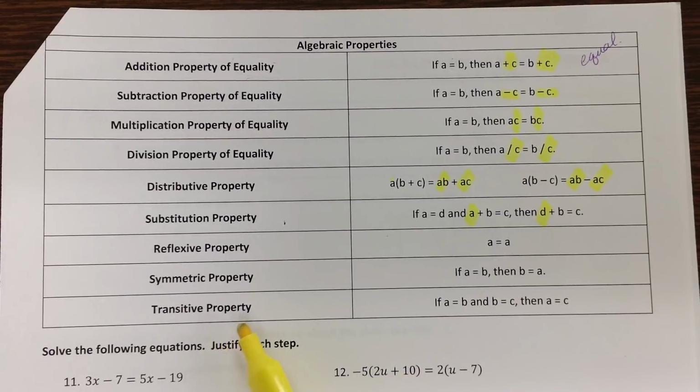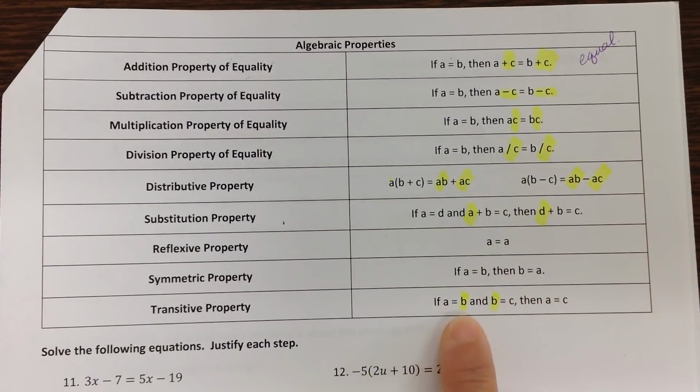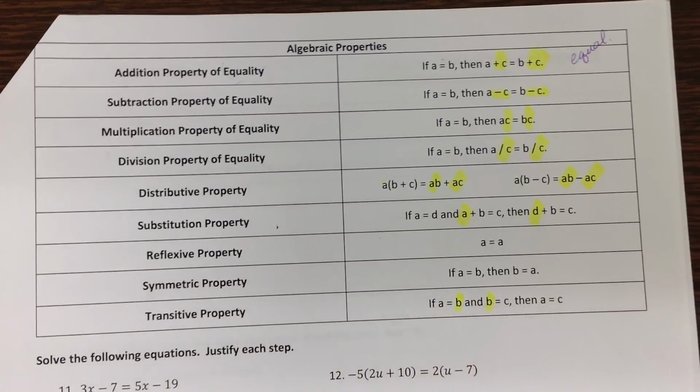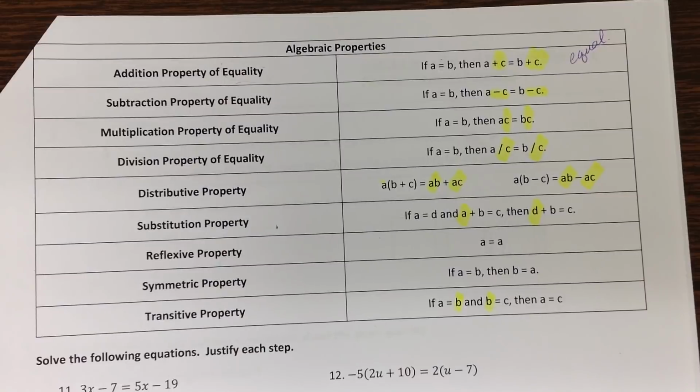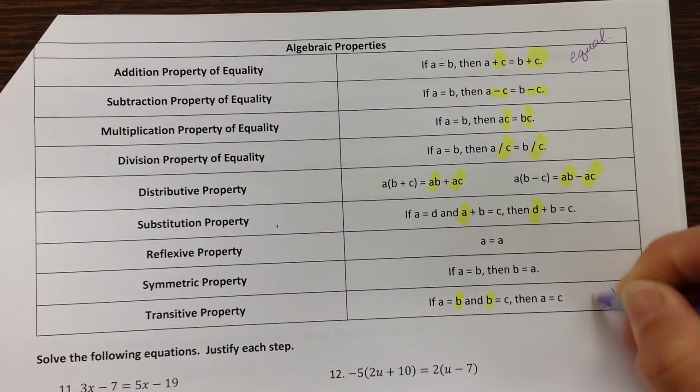The transitive property says if A is equal to B, and B is equal to C, then A is equal to C. So you're transferring that information through B, right? If you know that A is equal to one thing, and that one thing is equal to C, then the first two terms must be equal to each other. And we talked a little bit about that yesterday. That's kind of like syllogism, if you remember.